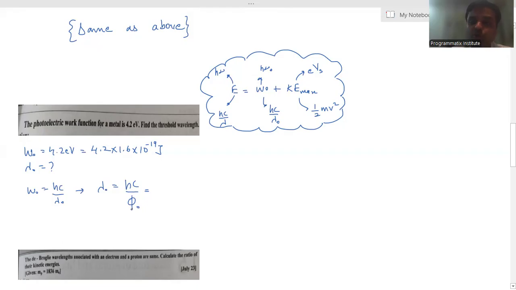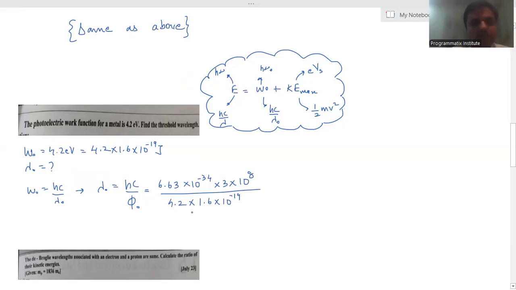We cannot use shortcuts while writing. You use shortcuts for your calculations, but while writing, make sure that you are resubstituting each and every value, because this is boards and not an entrance exam. In class, I have given many shortcuts, like the value of hc in joule and hc as 1250 in eV. For accuracy or fast calculation you can use your shortcuts, but while writing for boards, make sure that you write all the steps. So this would be 4.2 into 1.6 into 10 raised to minus 19.